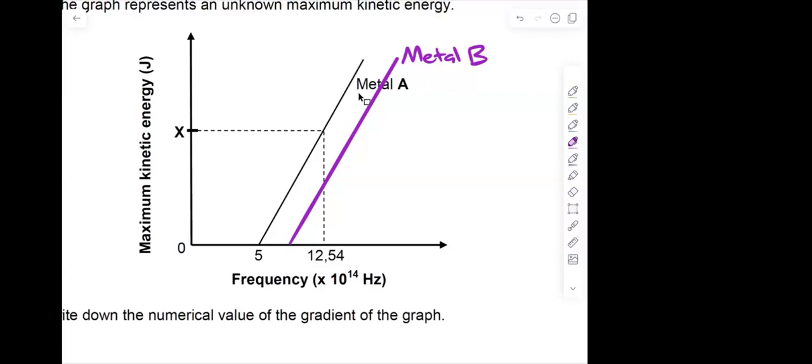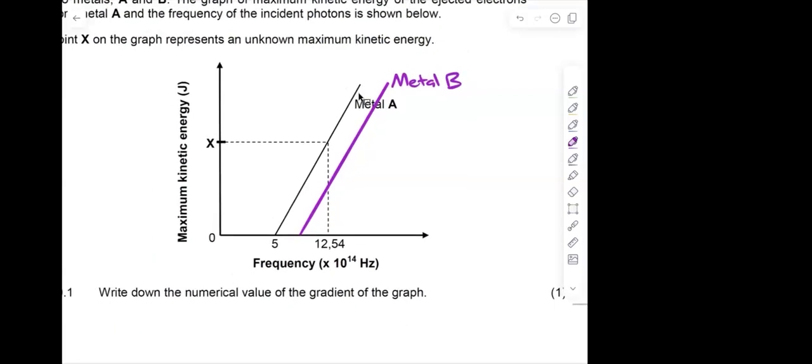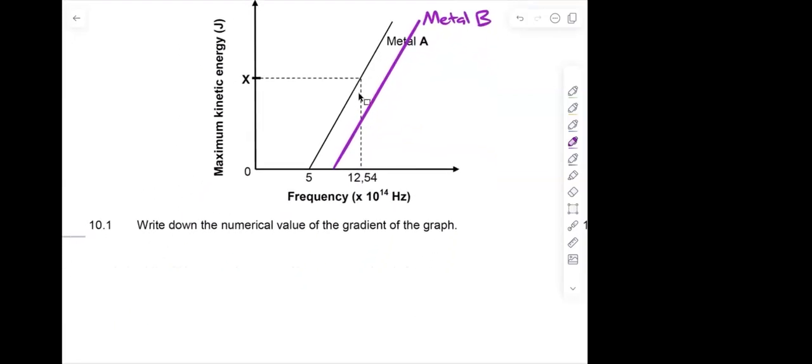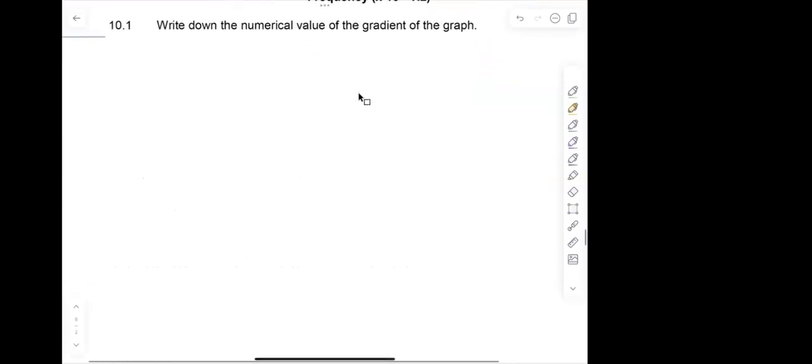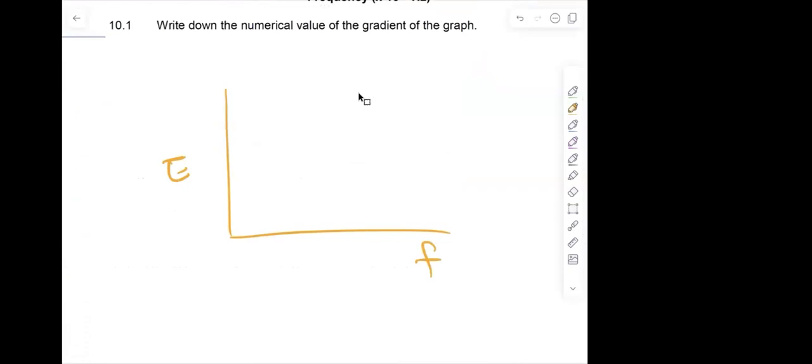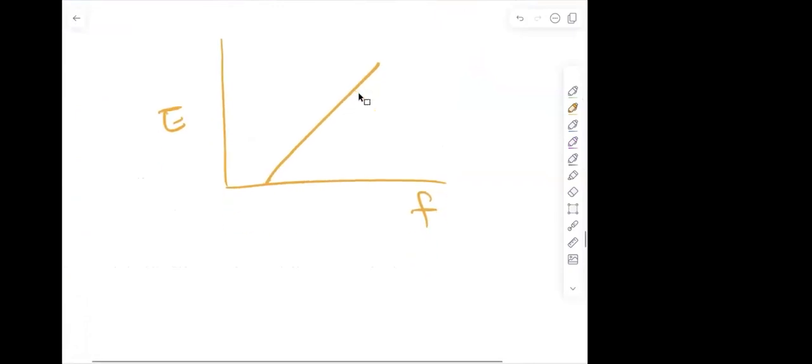I've got a message from Masiho that says, why is the gradient Planck's constant? Not a problem. That's a great question. Let's quickly have a look at it. When we look at this, it's a graph of kinetic energy or energy versus frequency, right? So if I've got a graph of E versus F, and I were to put a line, here's a line, and I want to write down the equation for that line, it's going to be as follows.